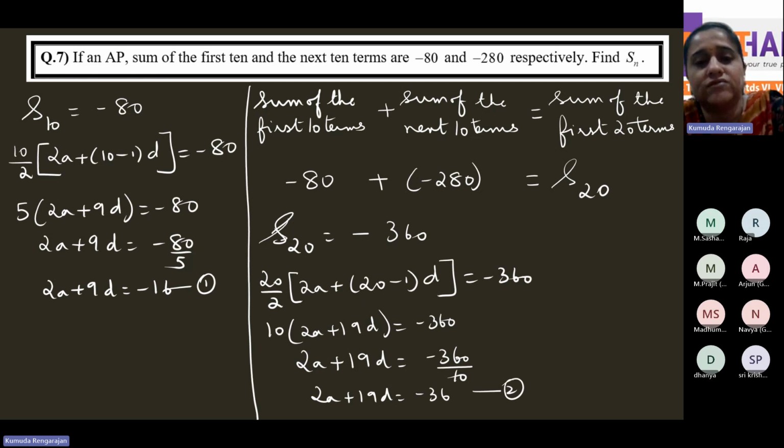Solve these two equations and find the values of a and d, and then find Sn. In the Sn formula, substitute the values of a and d. n is n only. Complete, children. Please work this. I'll just come back.